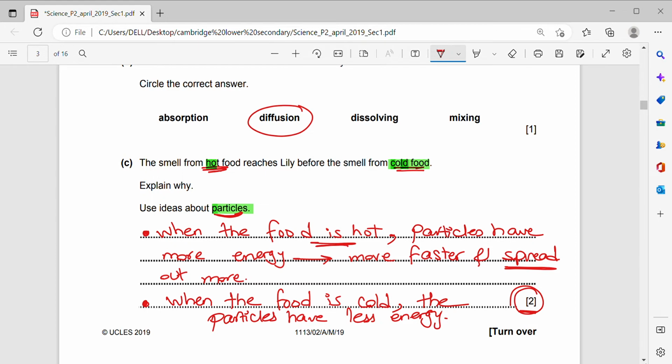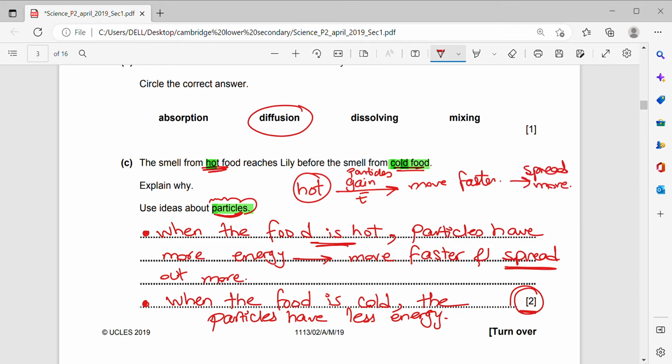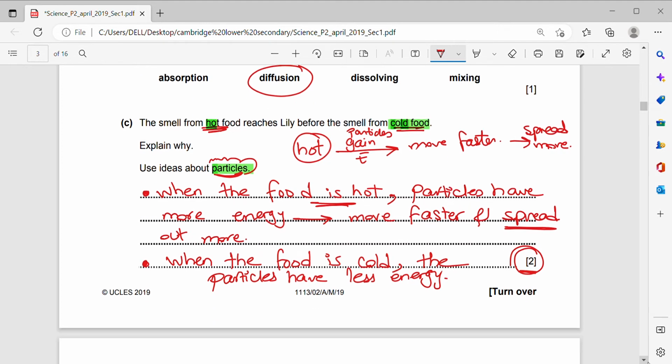يبقى مهم قوي إن we include the particles in our explanation. Hot يعني particles gain energy. ده في كل الأسئلة. Hot يعني particles gain energy. Gain energy يعني move faster. ليه؟ علشان overcome the forces of attraction يعني spread more. في أي سؤال ليه علاقة particles when they are heated up أو when they are hot.